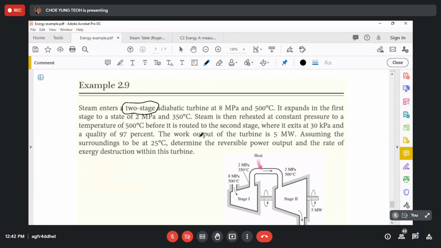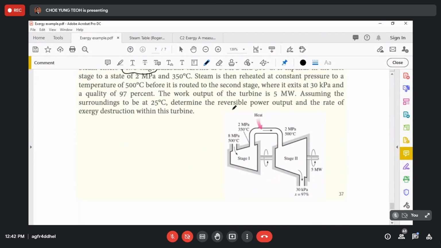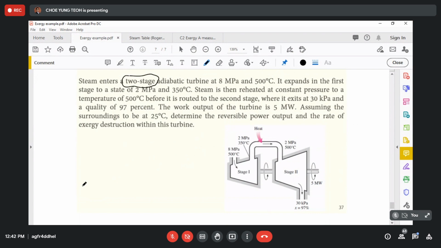Okay. The work output of the turbine is 5 megawatt. Assuming that the surrounding is 25 degrees Celsius, determine the reversible power output and the rate of exergy destroyed within this turbine. So the final answer, we need to find the reversible power output. So in other words, we need to measure the exergy change in state 1 and then the exergy change in state 2. And you combine them, you will have the reversible power. Okay, just do it separately. So first, maybe at state 1 or turbine 1. Maybe we calculate for turbine 1 first.